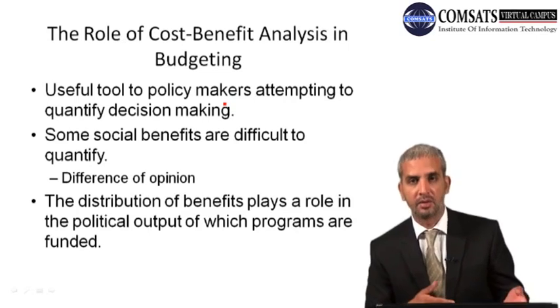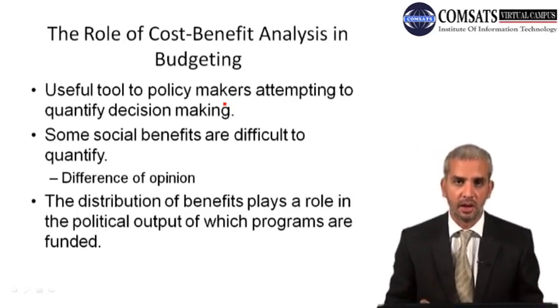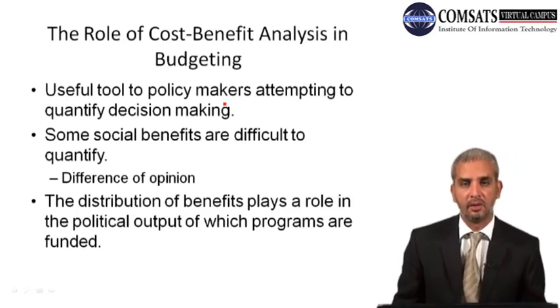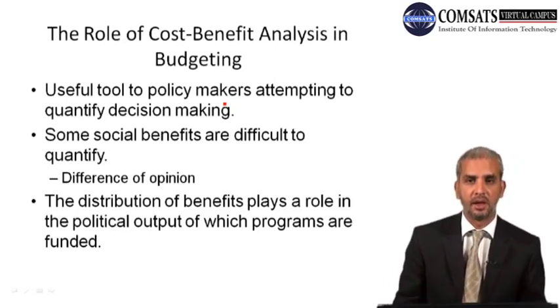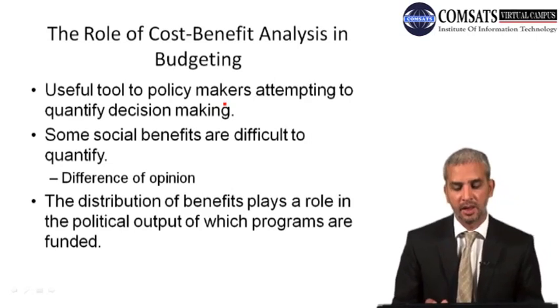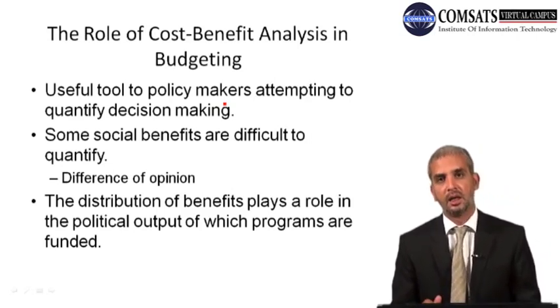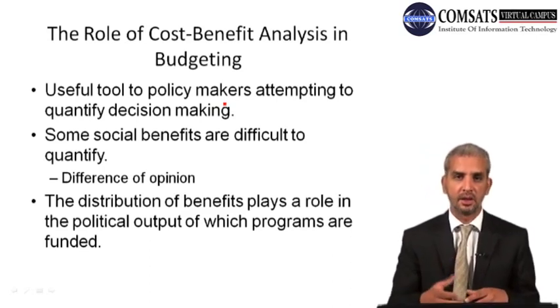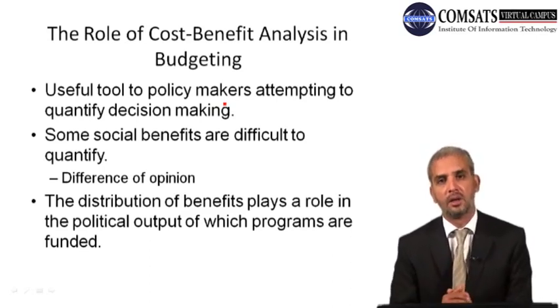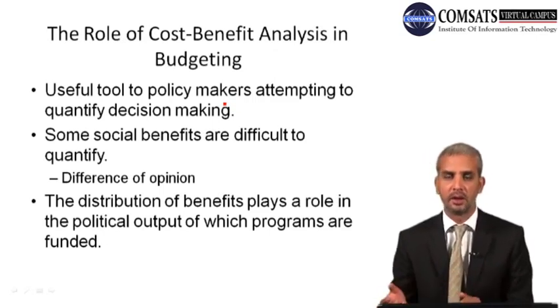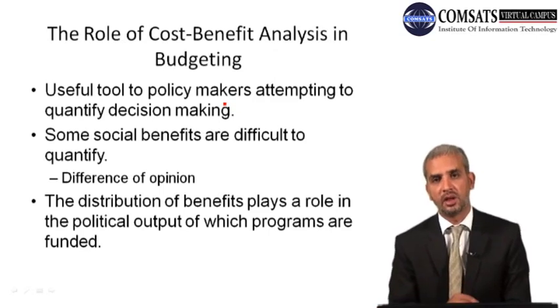And in terms of the stadium example, the bias of an analyst might result in certain costs and evaluation of certain benefits which are not actually benefits, or even listing of certain benefits which might not be benefits of the project. And then the distribution of benefits plays a role in the political output of which programs are funded, because, again, we discussed the weighing of the benefits and costs, like where they are actually accruing to: low income class, high income class, various geographical locations.